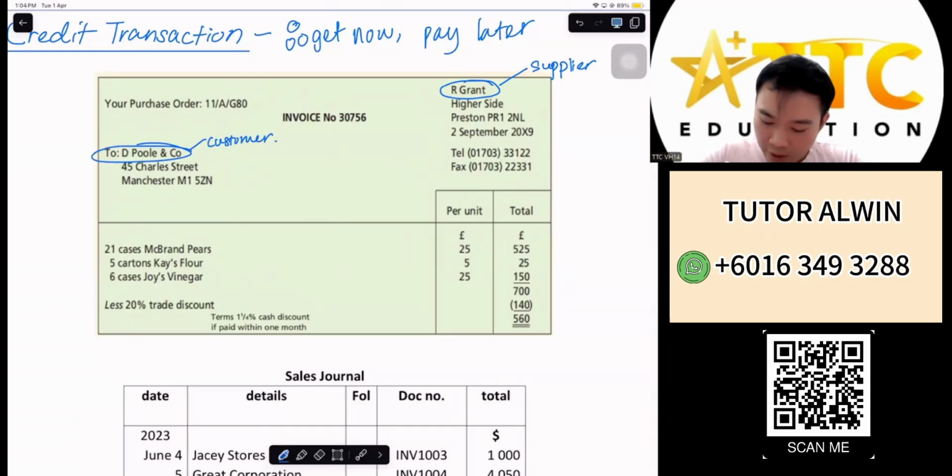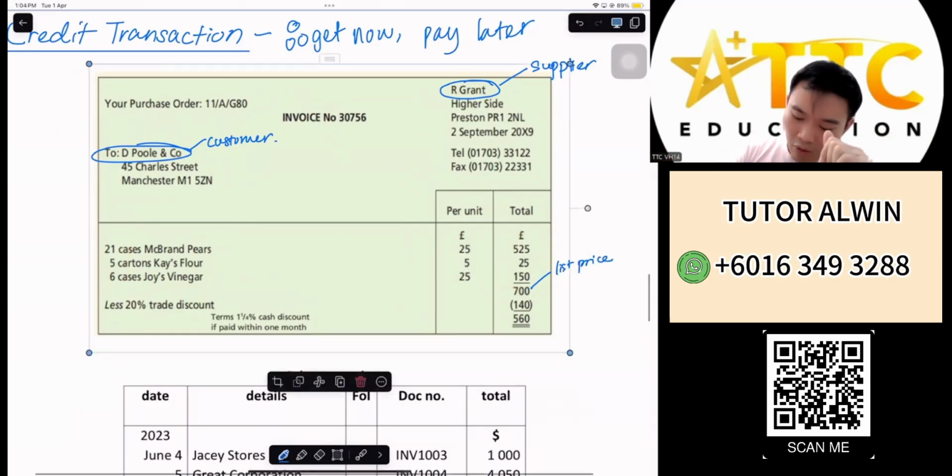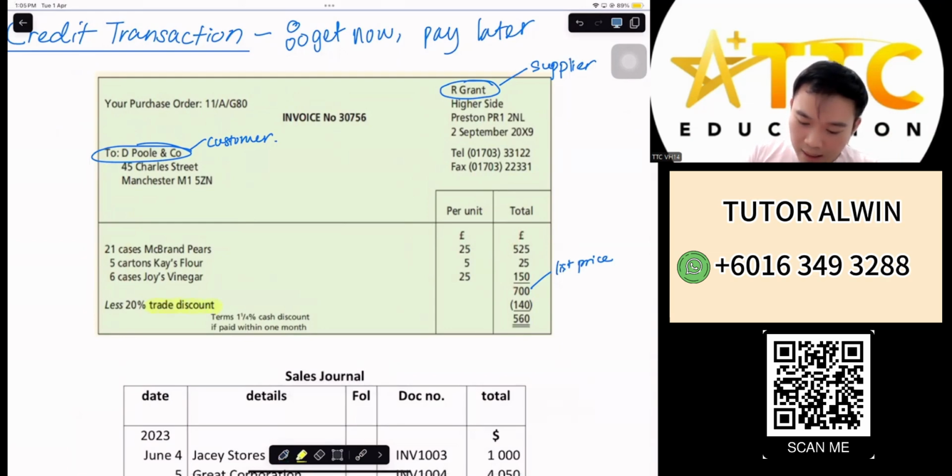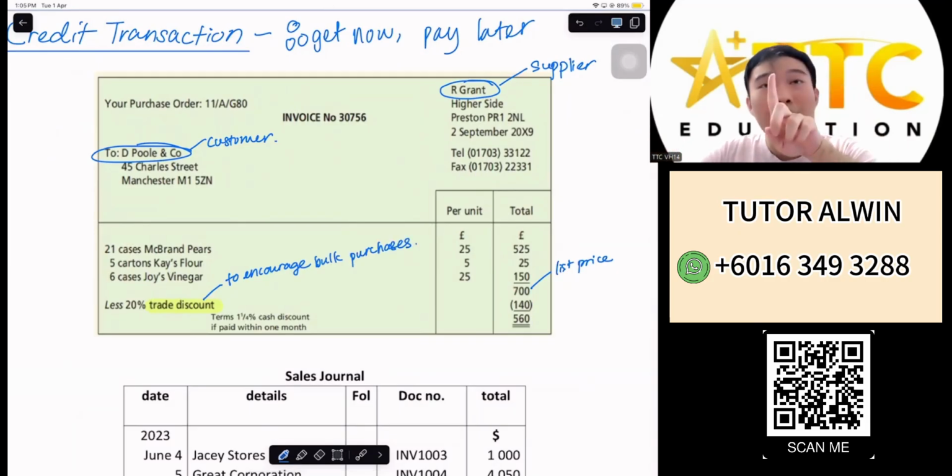We'll have a lot of kinds of information such as telephone number, address, what they buy, how many things they buy, how much per unit, how much the total. So this is the list price, the seller's price. And then we have something called the trade discount. A trade discount here means the discount given to encourage bulk purchases. Meaning if you buy only one, I charge you 10 bucks per item, but if you buy 3 of the same item, I charge you 8 bucks per item. So that is the trade discount.